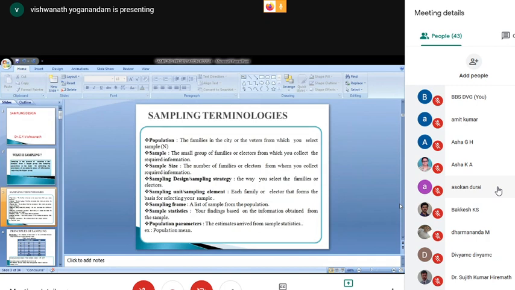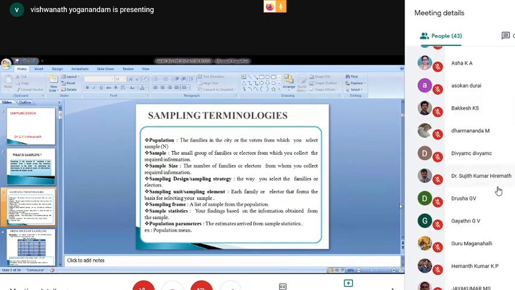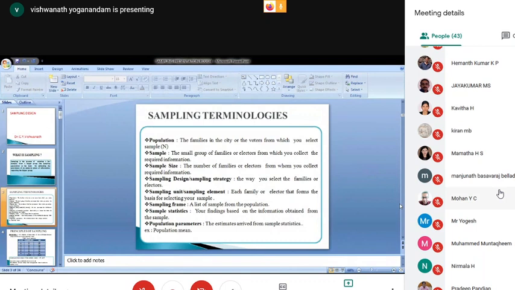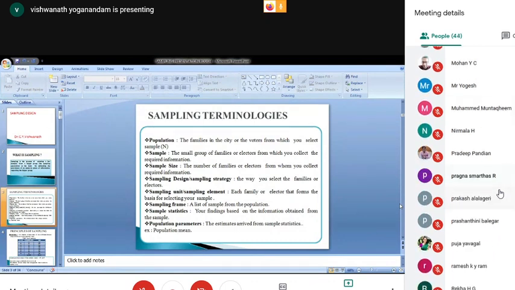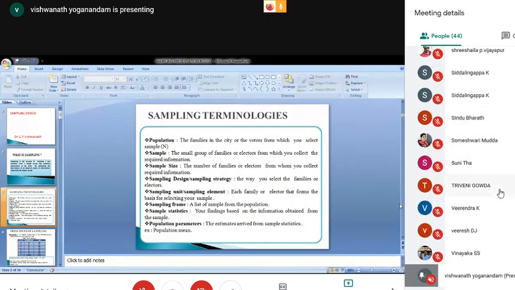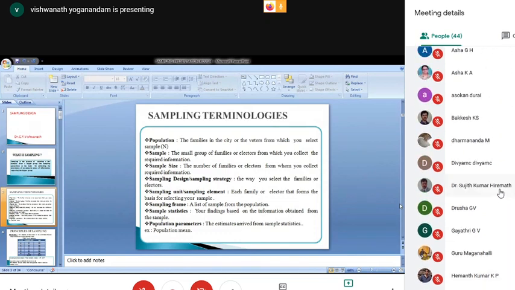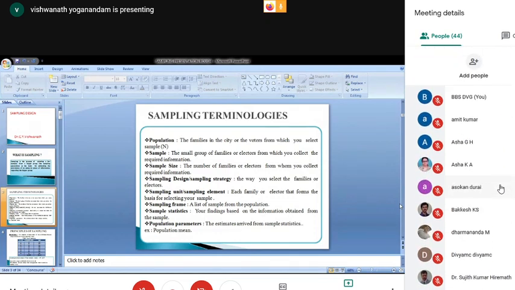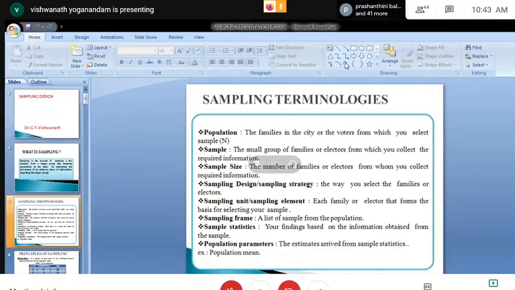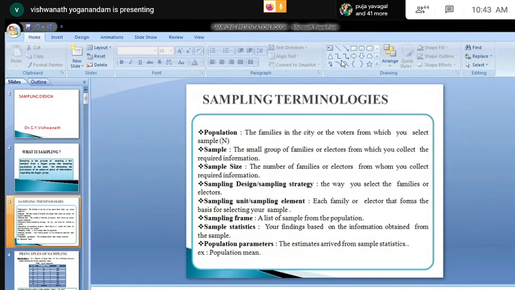Let us see some of the basic terminologies used in sampling. First one is population. The families in the city or the voters from which you select the sample is the population. Population is the total number of units or people, whatever unit you define. For example, it will be the total families in the city or town.